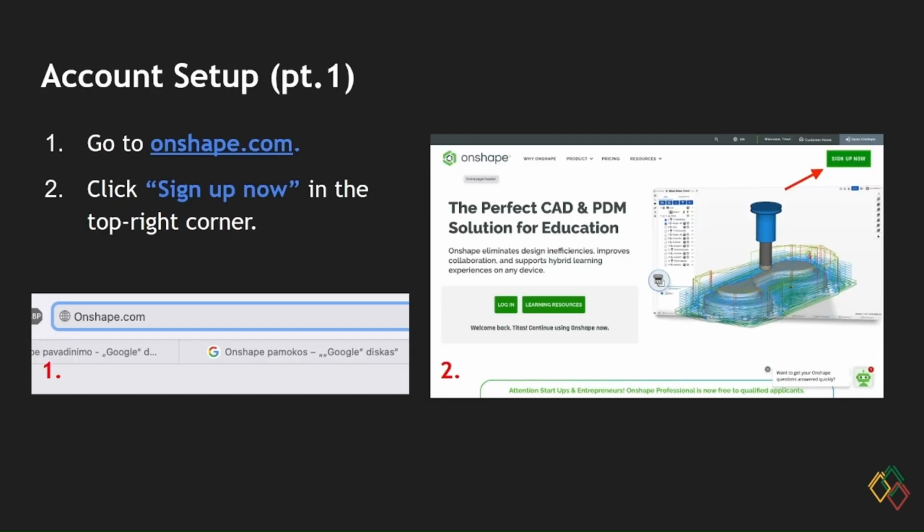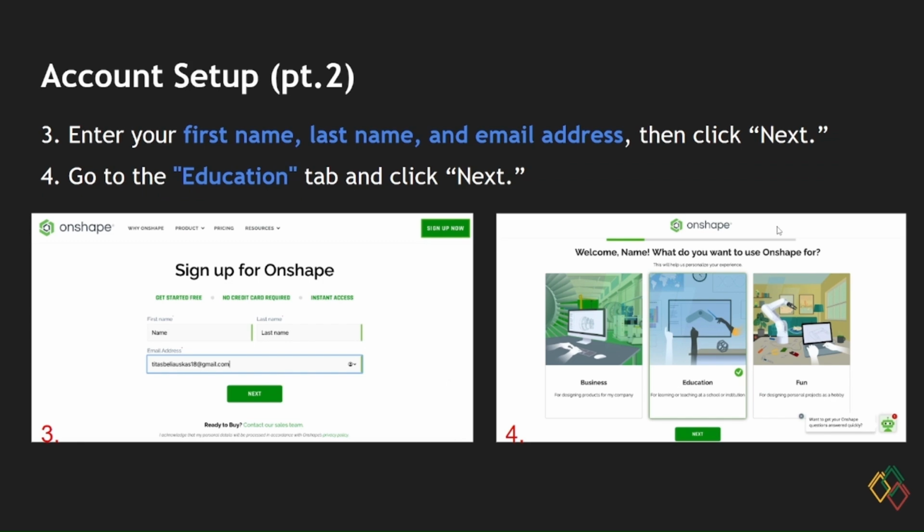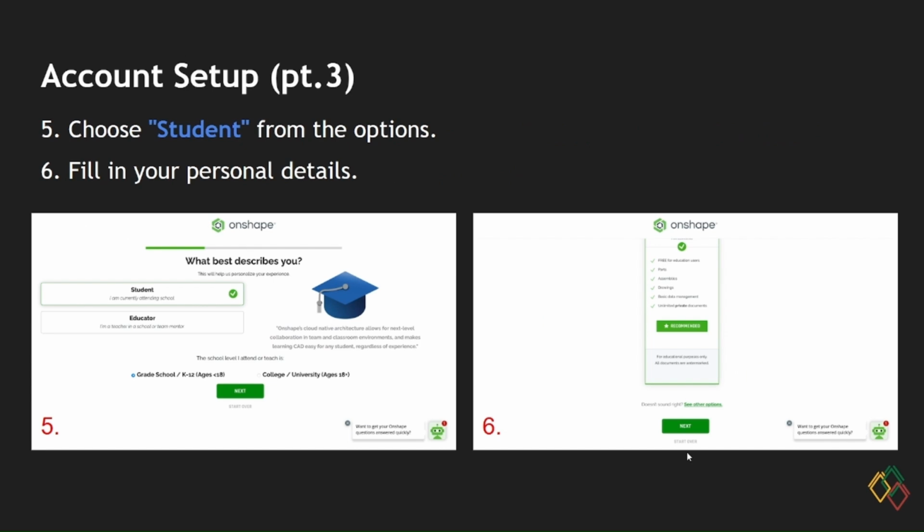So firstly, we will go to onshape.com and we'll click sign up now in the top right corner. Here we can see it with the red arrow. We'll enter in our first name, last name, and email address and click next. We will then go to education and click next also. Now we want to click student from the options and we'll fill out our personal information.